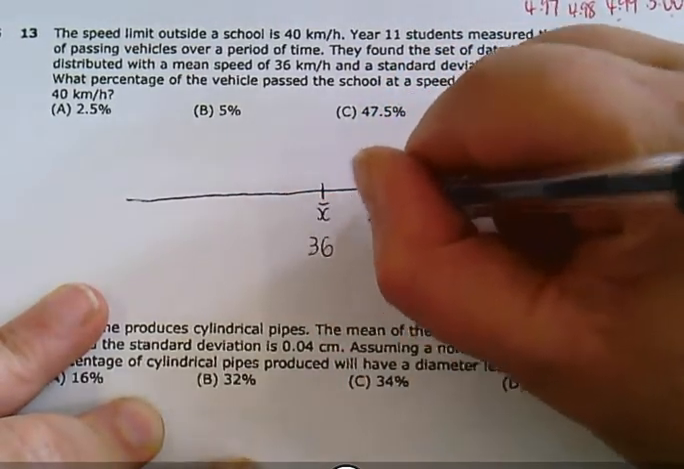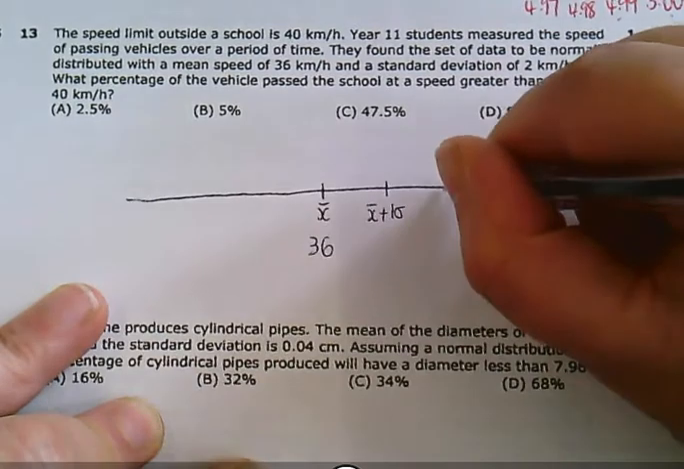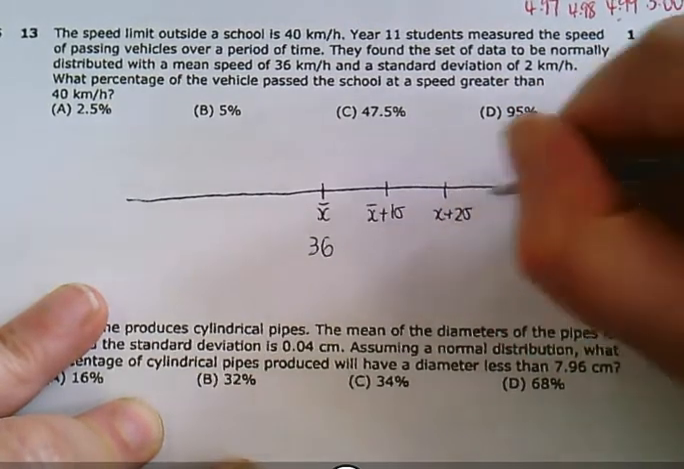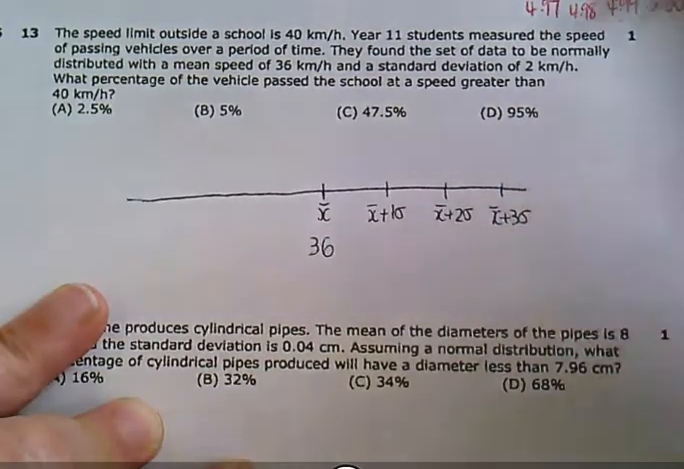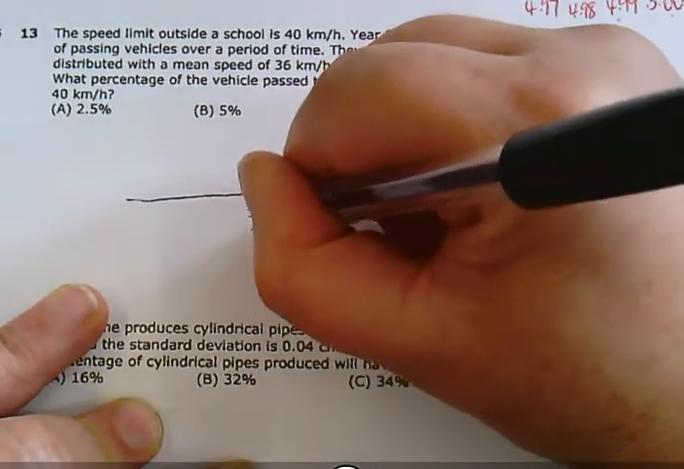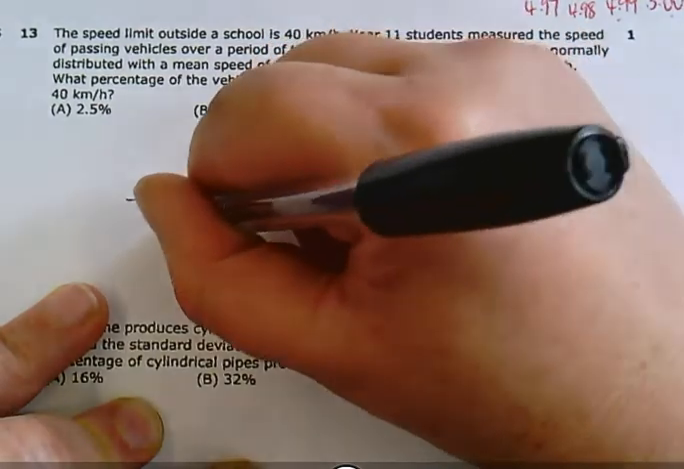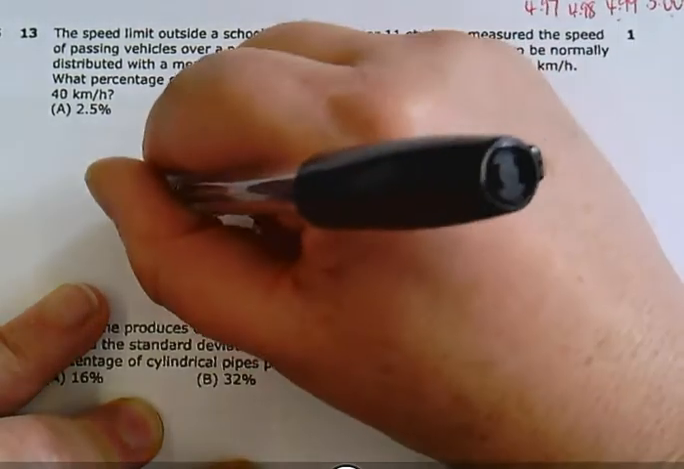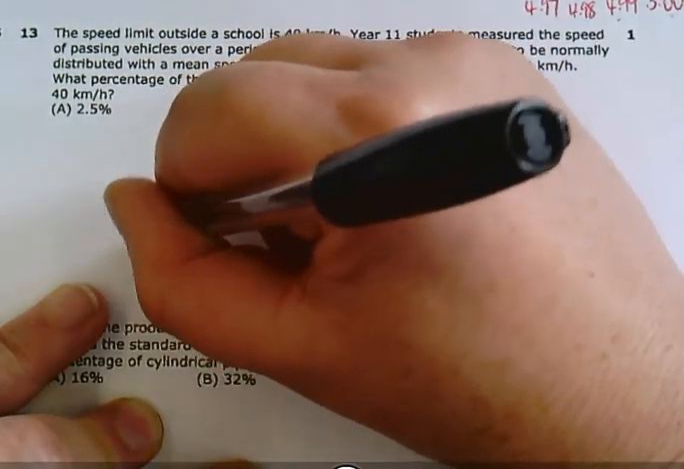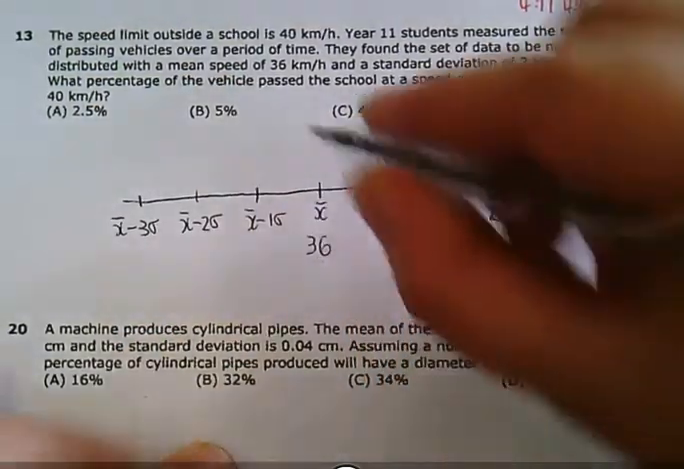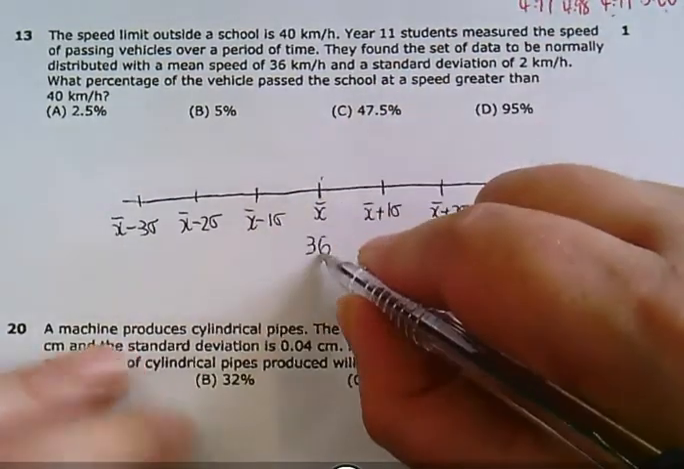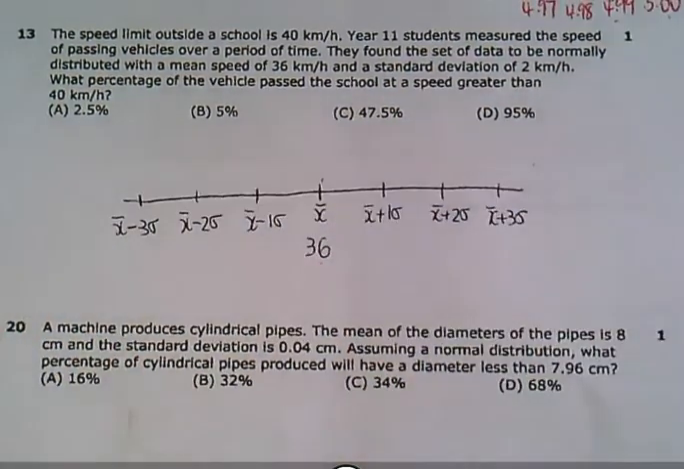Then I've got, I really should write mean plus 1 standard deviation, mean plus 2 standard deviations, mean plus 3 standard deviations, mean minus 1 standard deviation, mean minus 2 standard deviations, mean minus 3 standard deviations. Do you get it? So the mean is 36. So this value here is 36. And the standard deviation is 2 kilometres.